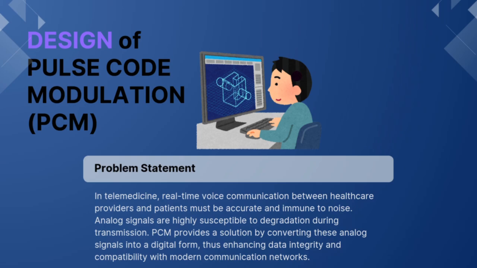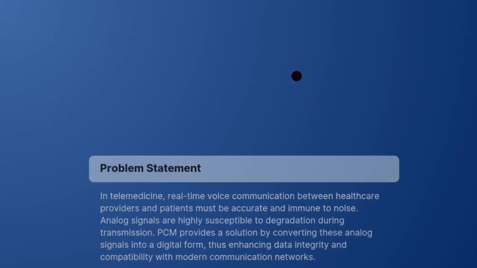So in this design, we have chosen pulse code modulation (PCM) as the pulse modulation technique to solve the problems in telemedicine. In telemedicine, real-time voice communication between healthcare providers and patients must be accurate and immune to noise. Analog signals are highly susceptible to degradation during transmission. Thus, PCM provides a solution by converting.